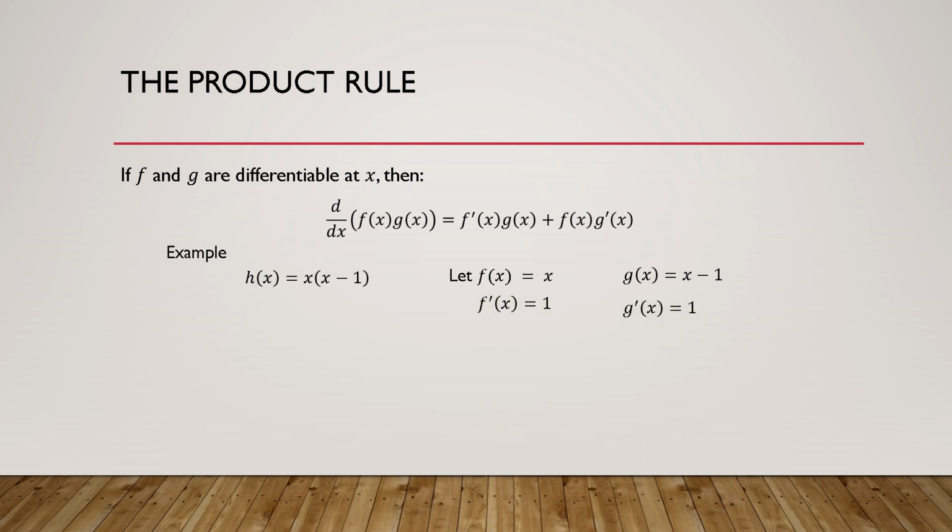So now we combine our functions. h prime of x is equal to 1 times x minus 1 plus x times 1, which equals x minus 1 plus x, or 2x minus 1.